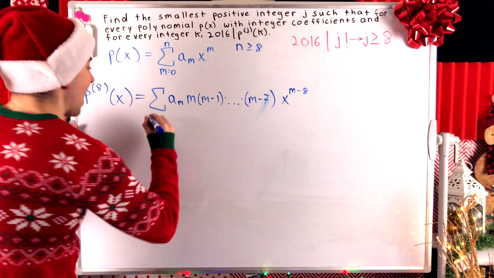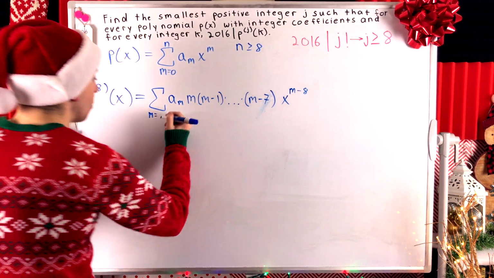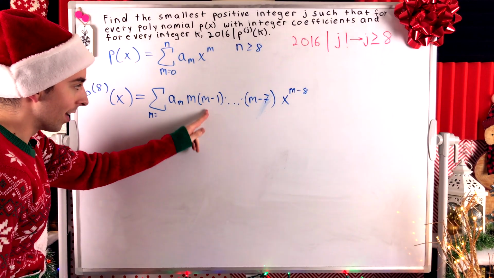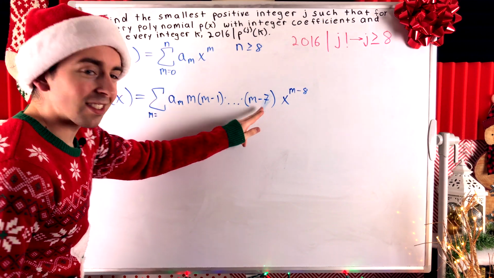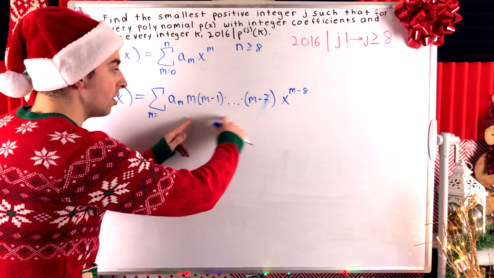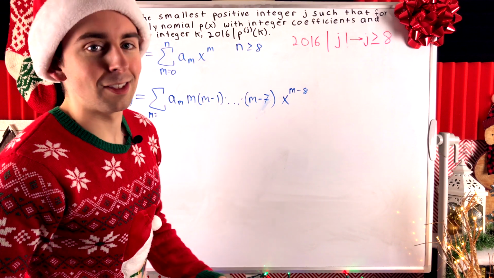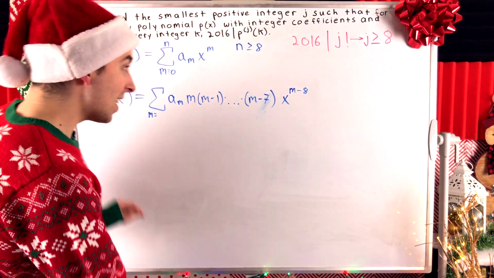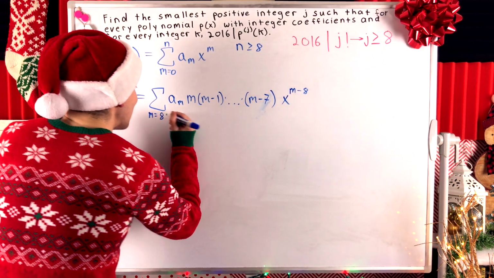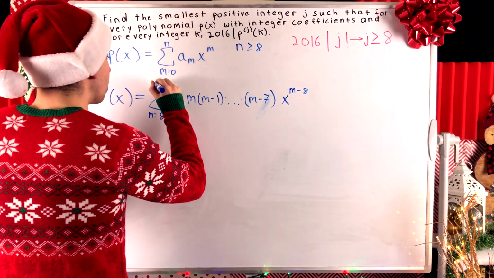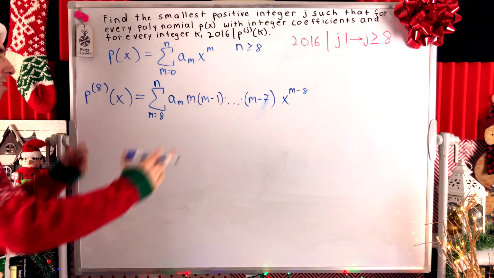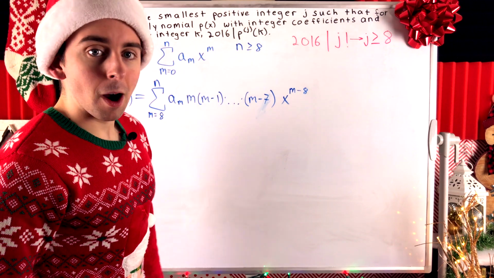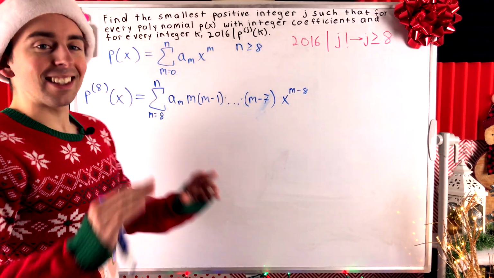Now, in the original sum, we went from m equals 0 to n. What are we going to start at now? We don't have to start at m equals 0 anymore, because notice, if m is equal to 0, 1, 2, 3, 4, 5, 6, or 7, then we're going to have a factor of 0 here, and so the whole term will be 0. So m doesn't need to be 0 through 7. m can actually start at 8. So this is a sum from m equals 8 to n. And hey, that's not so bad either. That is the 8th derivative of our arbitrary polynomial that has degree at least 8.